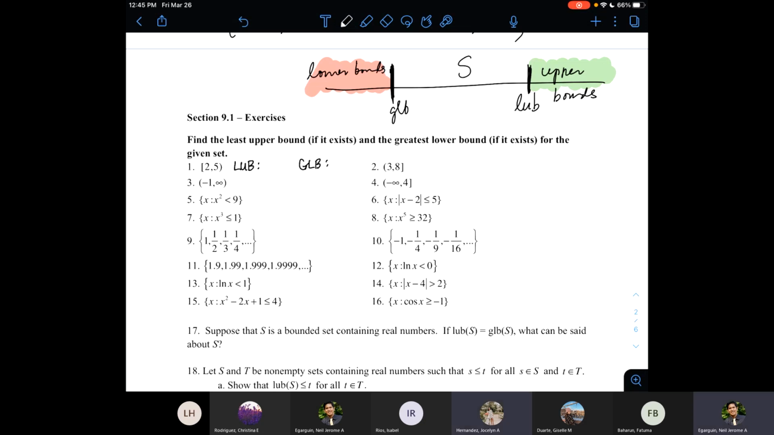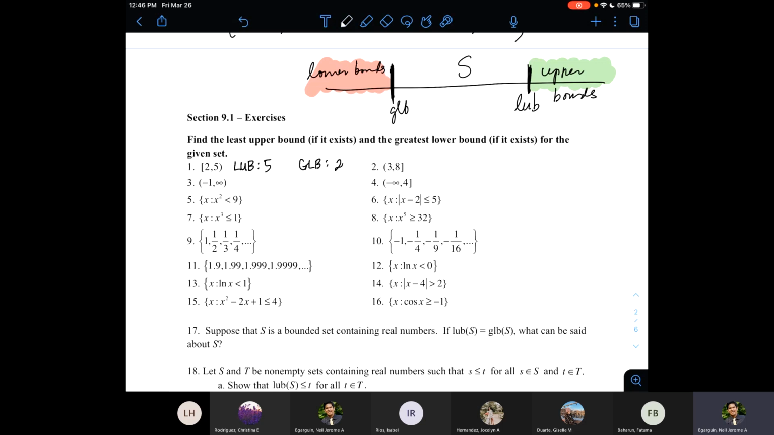Actually, for this problem, the least upper bound is, yes, go ahead. Any guess? Is it 5? Right. The least upper bound is 5. Because what are the upper bounds? So can you give me upper bounds for this set? When I say upper bound, a number that is greater than everything inside the set. So you can give 6, you can give 10, you can give 1,000,000. But to get the least upper bound, you should get the upper bound that is smallest among the upper bounds. So the answer is 5. The GLB here would be 2, right? Because that's the largest lower bound.